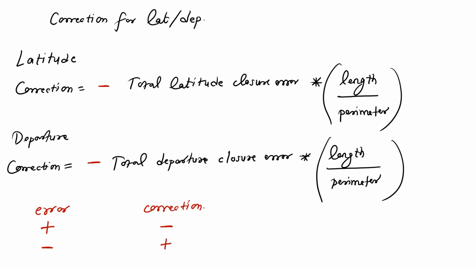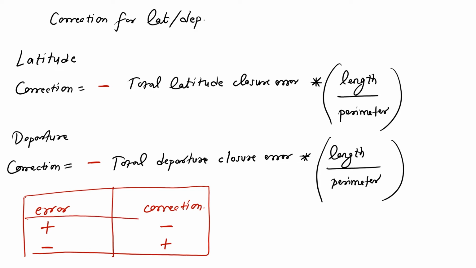In the same way for the latitude and departure, if the latitude error is positive, then the correction should be negative, and if your latitude error is negative, then the correction should be positive. Okay, so when you put this negative sign here, then this equation will automatically adjust for the sign of the correction. It means that if you use this negative sign, then you don't have to change the sign manually. That is what this sign is taking care of.